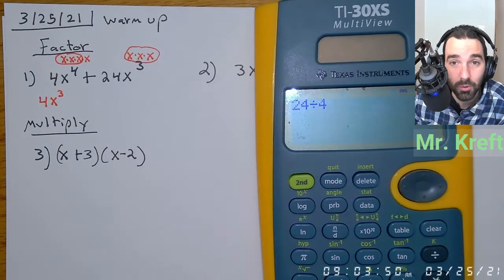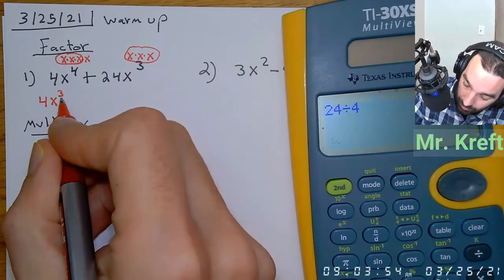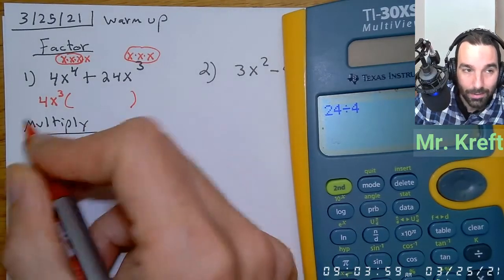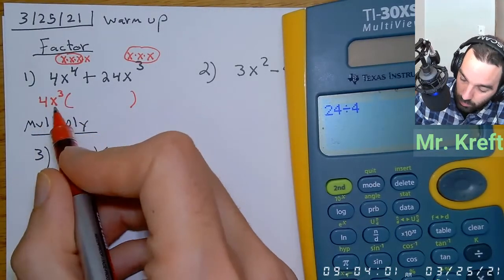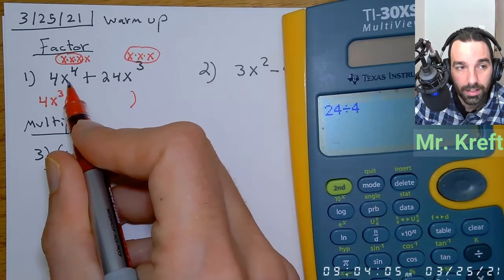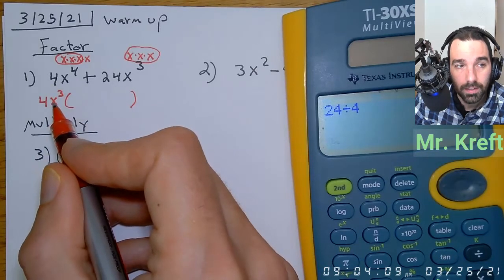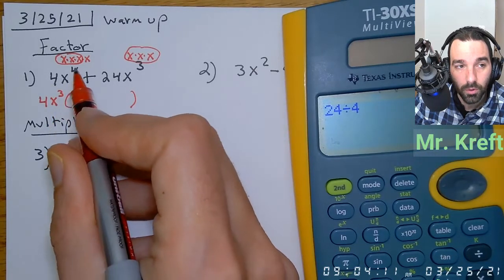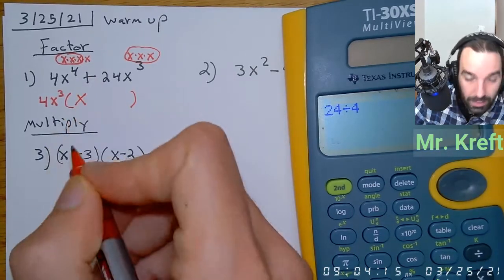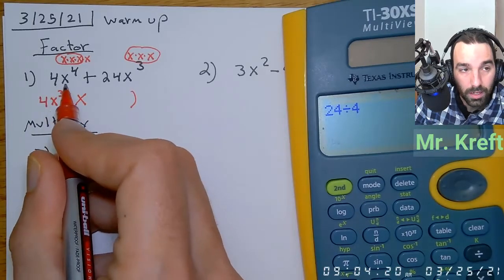And remember, if you guys have questions, please ask. I want to make sure you guys get this, okay? So then we're going to have what's left over, because we're pulling things out. So we can work backwards. 4x cubed times what gives me 4x to the 4th? Well, 4 times 1 is 4. And then x cubed to x to the 4th, I'm just missing that 1 x. So I can just write this as x. So 4x cubed times x would be 4x to the 4th.